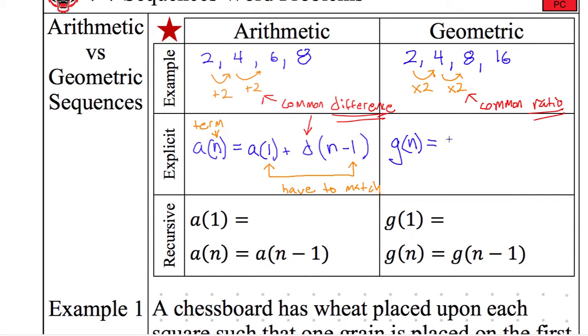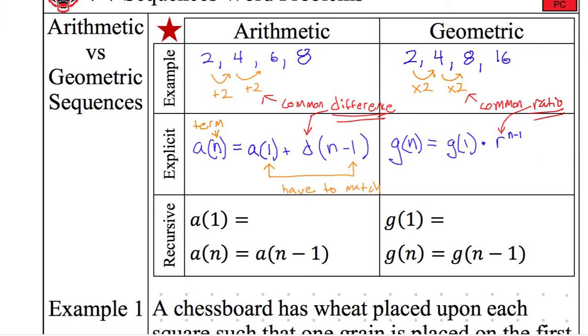Okay, how about this? G of 1, the first term, times R. We'll call it R for ratio. R of n minus 1, like this? Yes. Careful, that's raised to the power. Raised to the power of n minus 1.